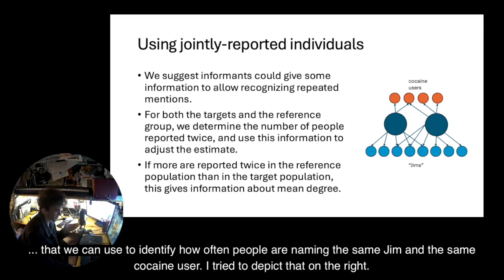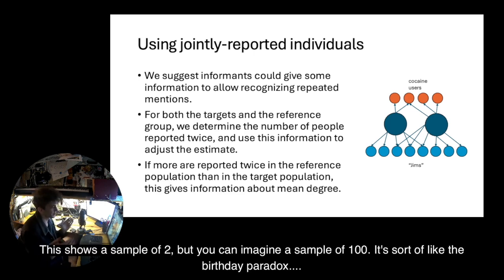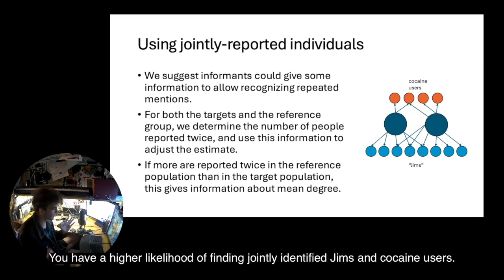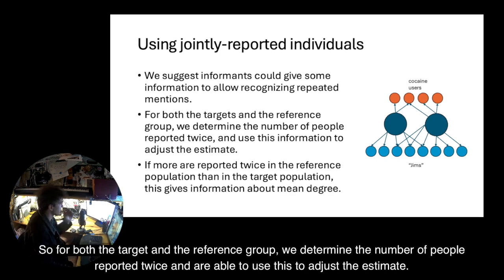I tried to depict that on the right. I don't know how intuitive this is for a sample of 2, but you can imagine a sample of 100. It's sort of like the birthday paradox. You have a higher likelihood of finding jointly identified gyms and cocaine users. So for both the target and the reference group, we determine the number of people reported twice and are able to use this to adjust the estimate.